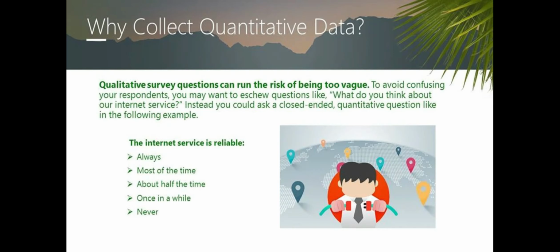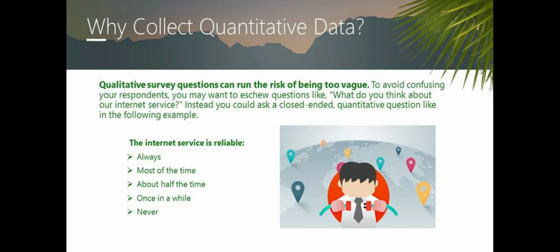Qualitative survey questions can run the risk of being too vague. So to avoid confusing your respondents, you may want to eschew questions like, what do you think about our internet service? Instead, you could ask a close-ended quantitative question like in the following example. Our internet service is reliable. Is it always? Most of the time? About half the time? Once in a while? Or never? So you use this in your survey questions, which is a Likert scale.